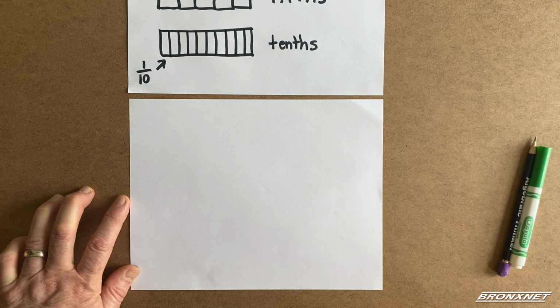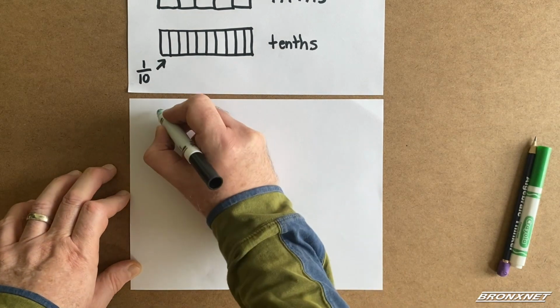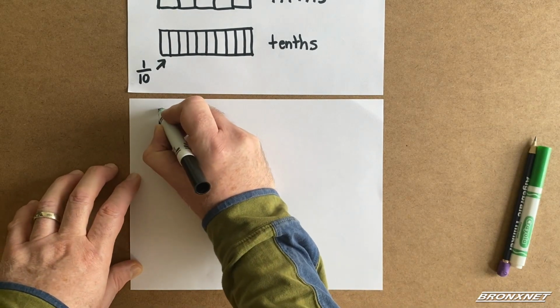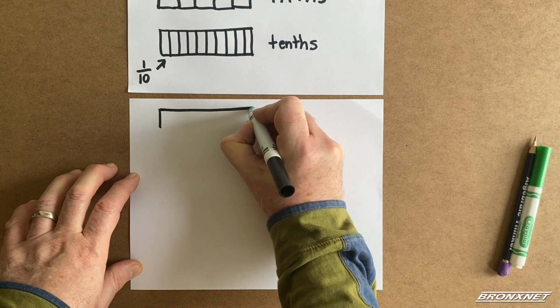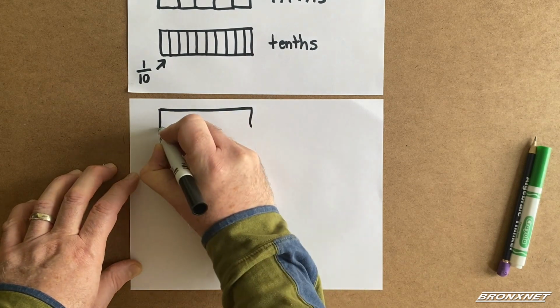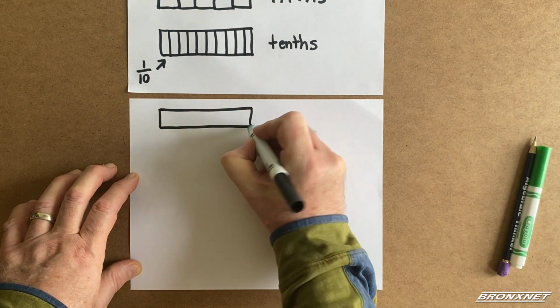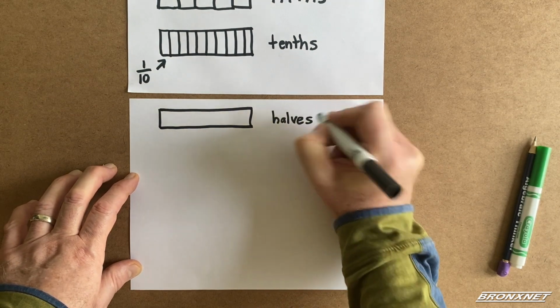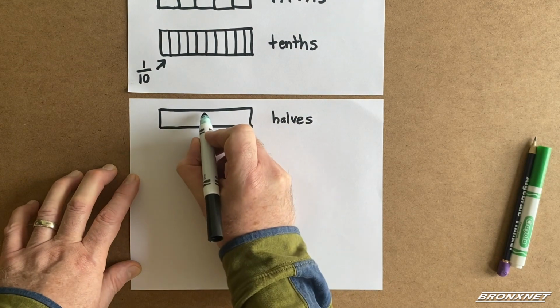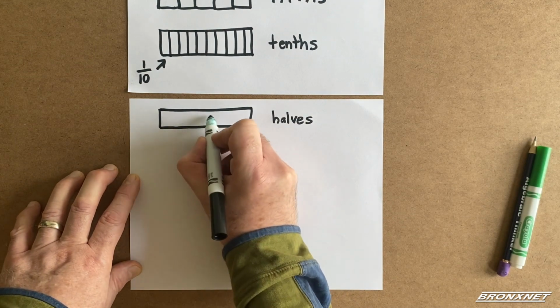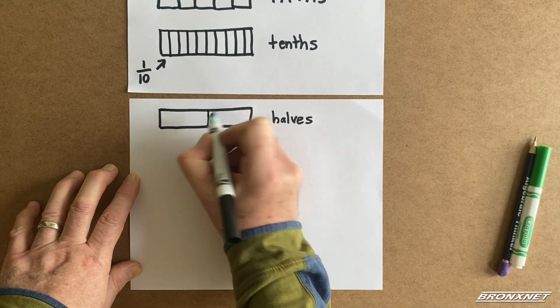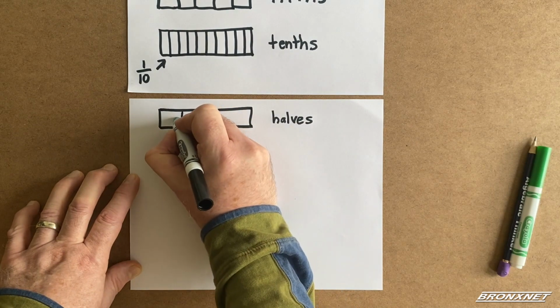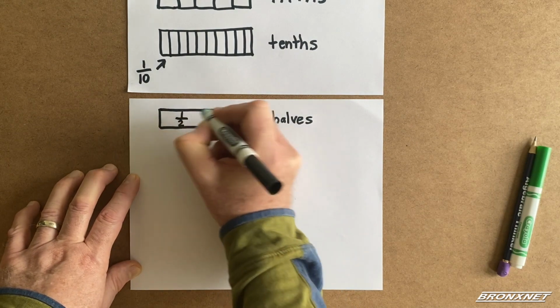All right, so next I'm going to do halves. So I have my whole, and now I'm going to see where, I'm using my eye here, and I'm going to say that's halfway. Each one of these is 1/2.